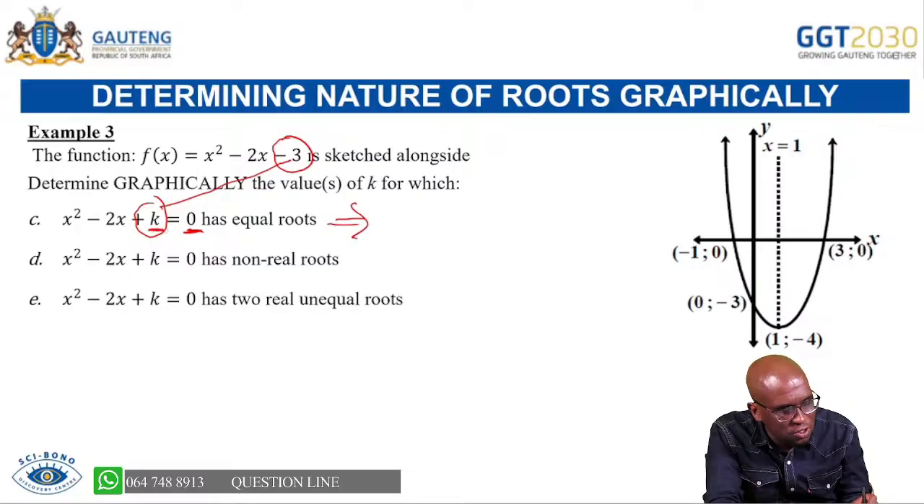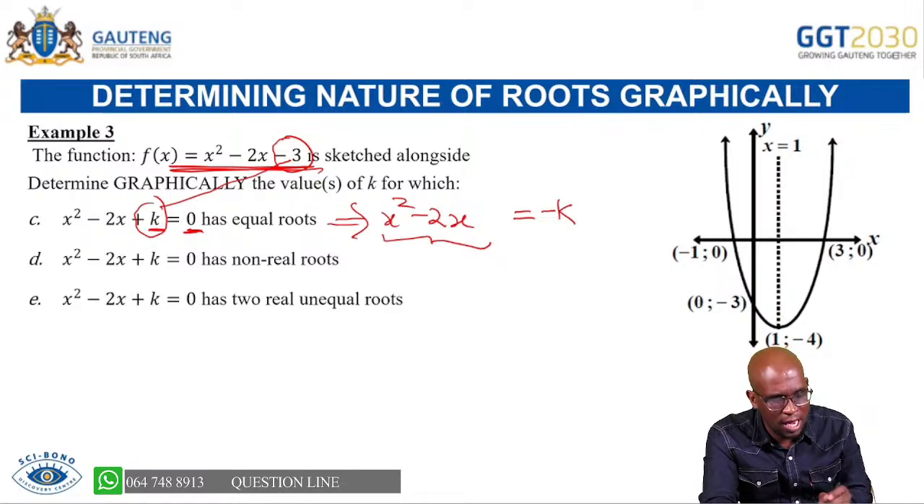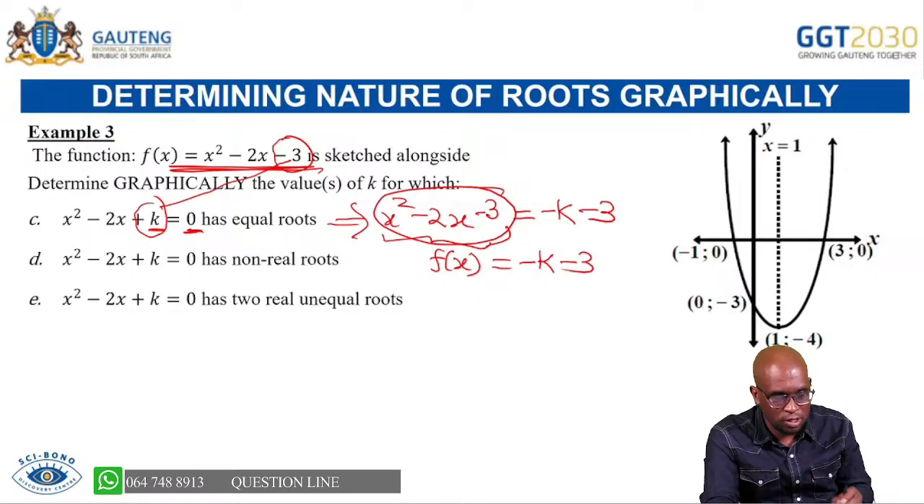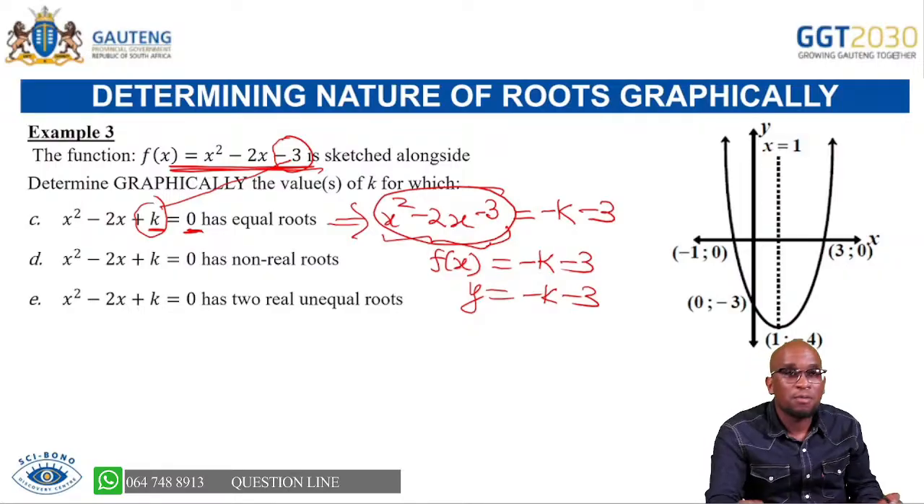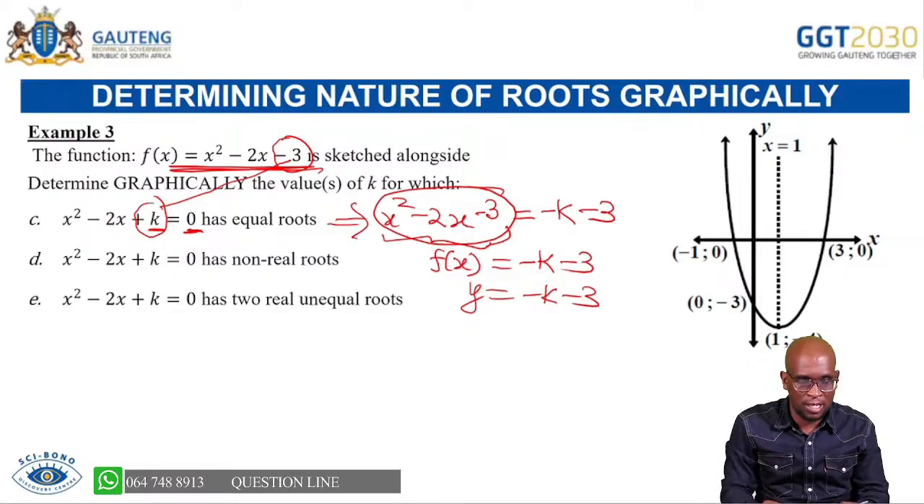We can actually transpose the k to the other side where we get x squared minus 2x equals -k. And then because this needs to look like f, we are going to then subtract 3 from both sides. If we subtract 3, you can see that we have f of x is -k minus 3 because this whole thing here is f of x. So you are going to be moving a line y is equals to -k minus 3. So you avoid moving the graph, you move the line because you've manipulated that.